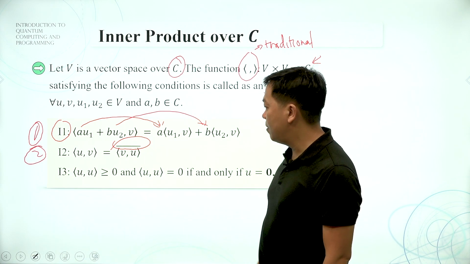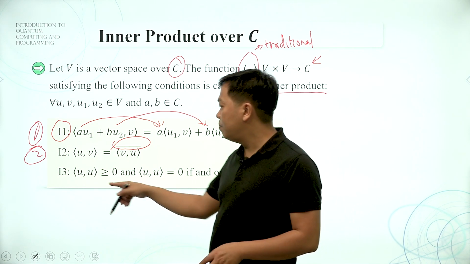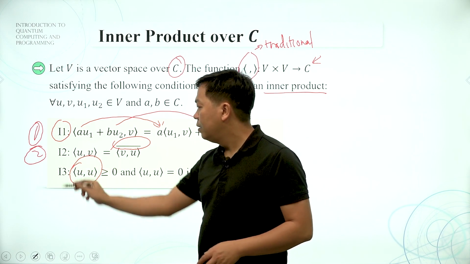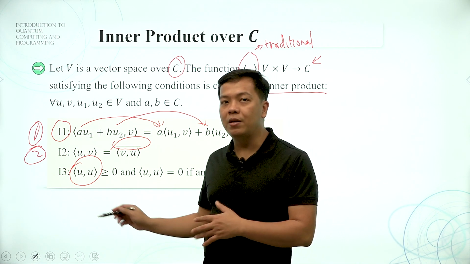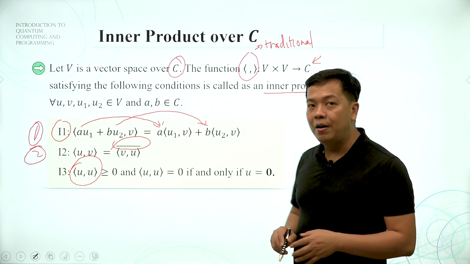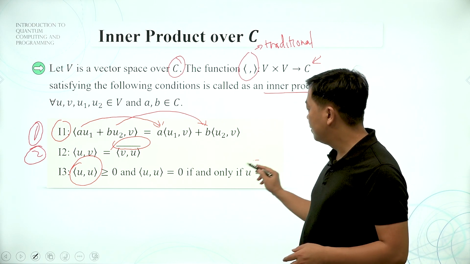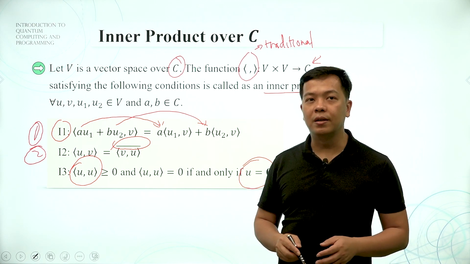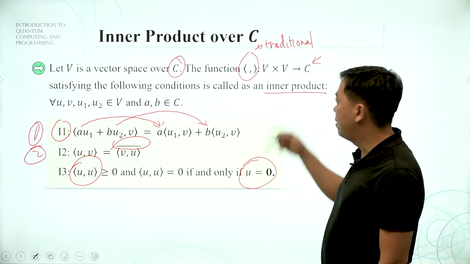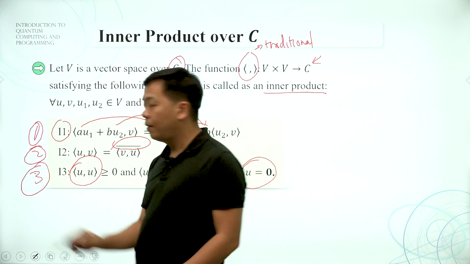The third one: if we take the inner product of a vector with itself, it equals 0 only if the vector itself is 0. So this is the traditional inner product, and you need to satisfy these three conditions.